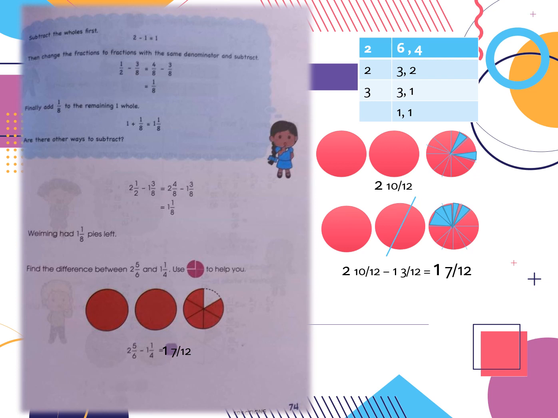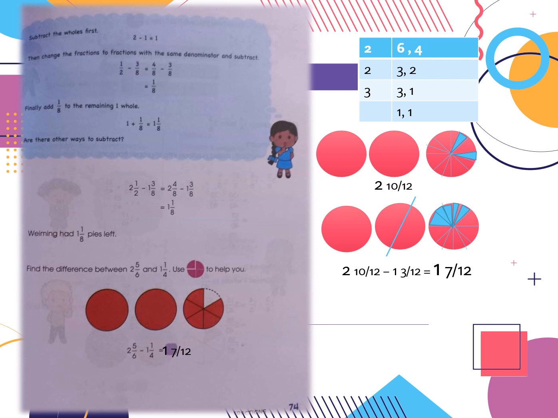Now here is another example in which we have to find the difference between 2 whole number 5/6 and 1 whole number 1/4. Here the denominators of the fraction parts are different. So first we need to find out what will be the same value for these denominators. So first we have taken the LCM to get that value. We have taken the LCM of 6 and 4, and it comes out as 12.